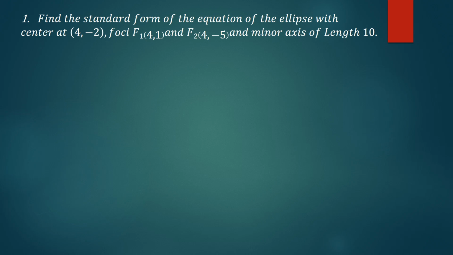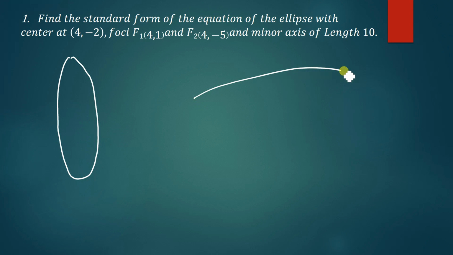Alright, the first thing you need to understand is the type of geometry that you are dealing with. In this case we are dealing with an ellipse. We know an ellipse can either be along the y or along the x. So if it's along the y, what is the standard equation?